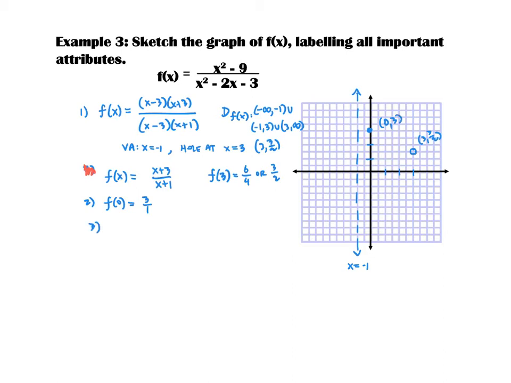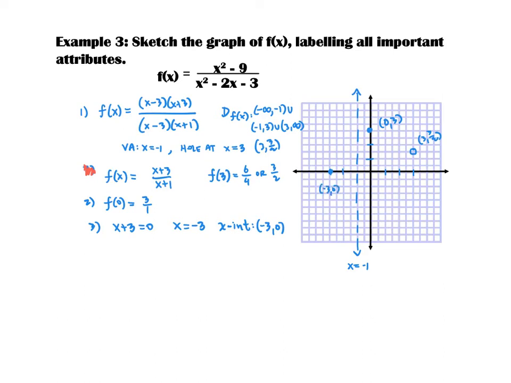Step 3 is find the zeros of the numerator. The zeros of the numerator are applied after we simplify the function. So I'm going to set x plus 3 equal to 0. That means x equals -3 will represent an x-intercept. So an x-intercept would be the point (-3, 0). So let's go over to -3. This would be the point (-3, 0).